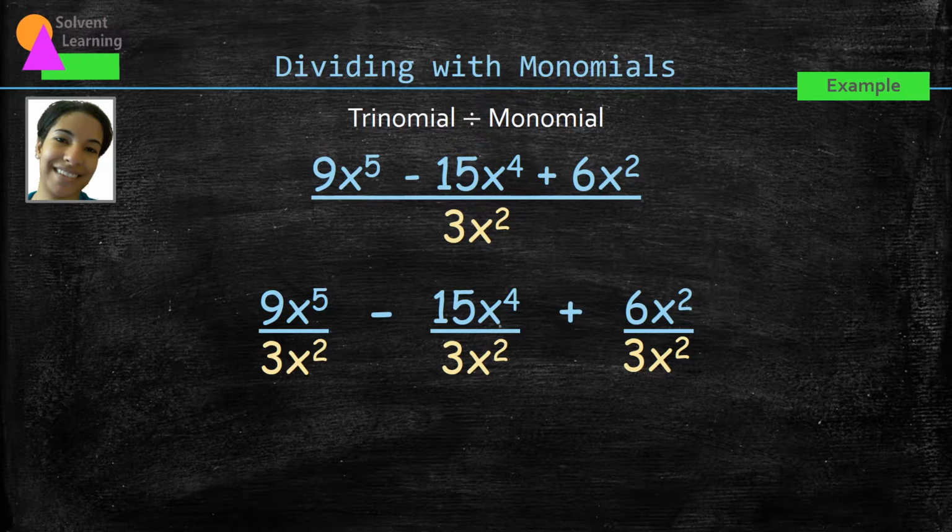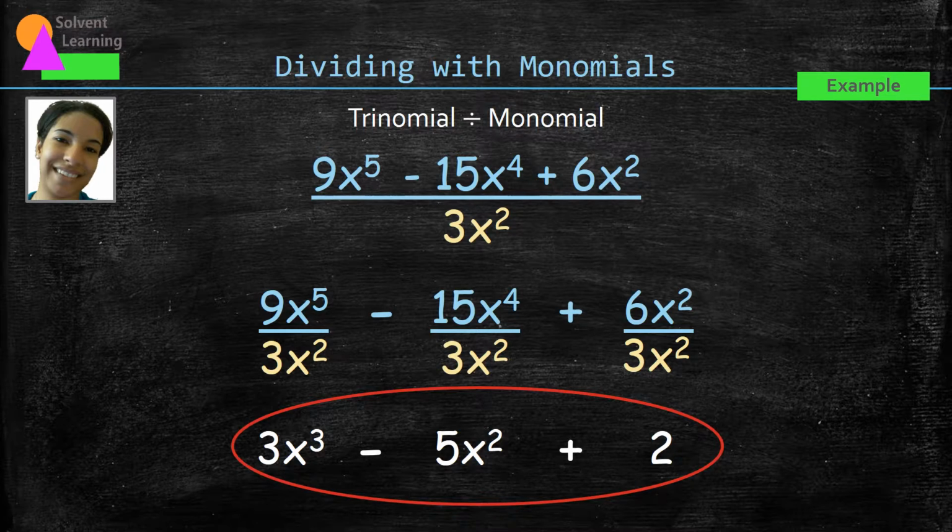And now we can simplify these 3 fractions. Okay, so we'll get 3x cubed minus 5x squared plus 2. And that's our final answer.